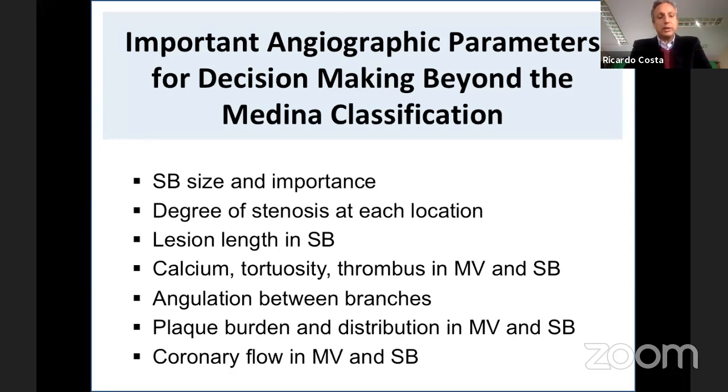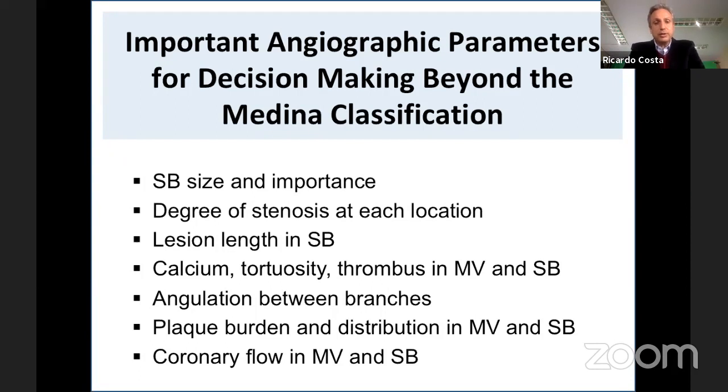So we need to have all this in mind when we plan the procedure. The side branch size and importance. If you're dealing with a left main bifurcation with a large circumflex, dominant circumflex, this should be taken much into account in the strategy to be taken, and perhaps a strategy that allows you to guarantee patency of this branch should be taken into consideration if you have a higher risk for occlusion.